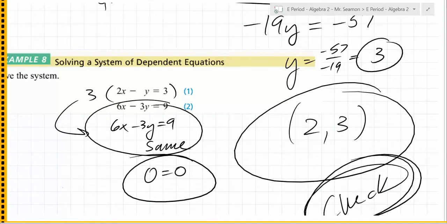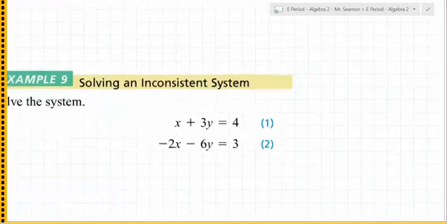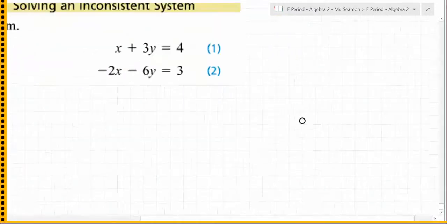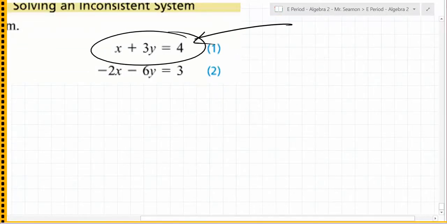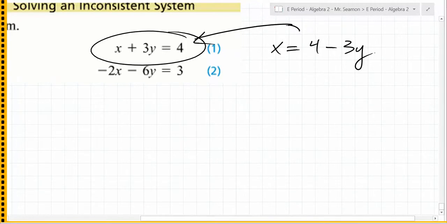What happens if we did some work, though, like this one? See that one right there? Let's use substitution. Nick, what variable in the first equation should we solve for? X. Yeah. What is x going to equal, Nick? X equals 4 minus 3y. You subtract 3y from both sides.